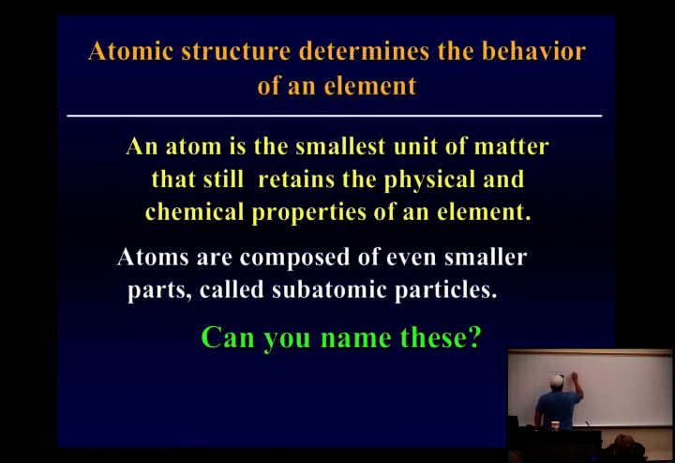Protons are positively charged. They have a +1 charge, right? They have an atomic mass of 1.007. Neutrons have no charge.